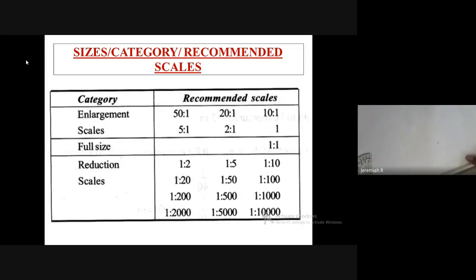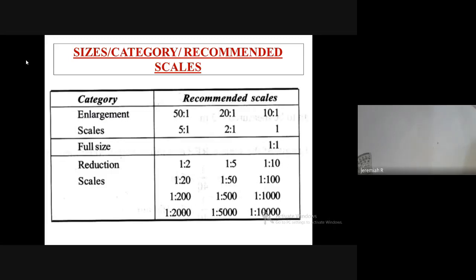Sometimes we cannot apply these. Sometimes we have to apply 60:1, sometimes 100:1. That depends on the original size of the component. We have to go for an enlargement scale. If it is a nanoparticle, just imagine there are some nanoparticles that I want to draw in a drawing sheet. At that time we have to go for maybe 100:1 or 1000:1. That depends on the size of the component.